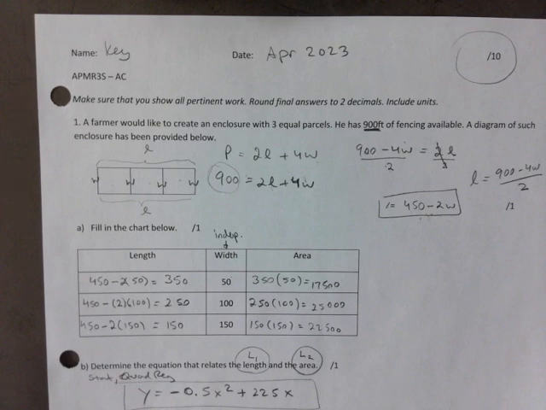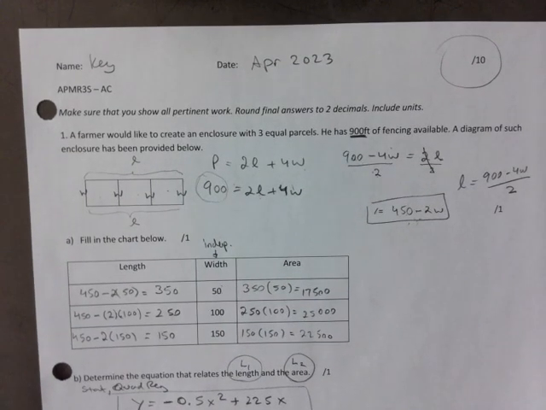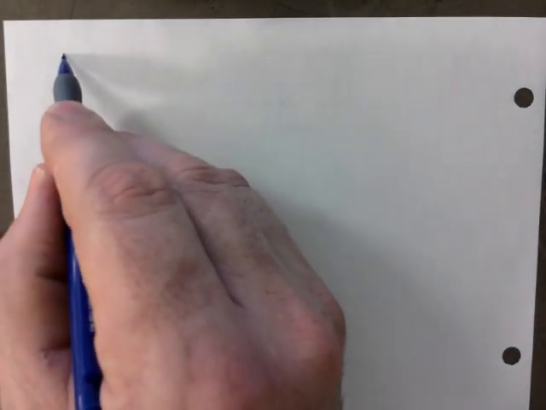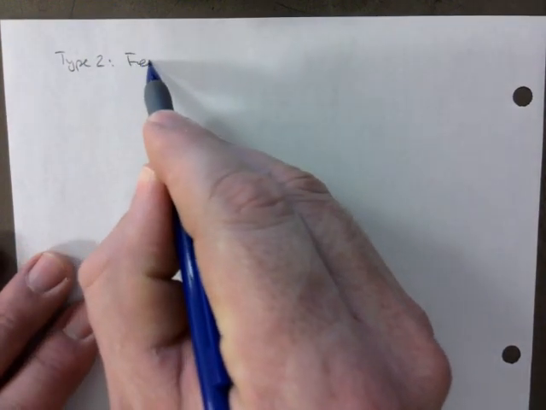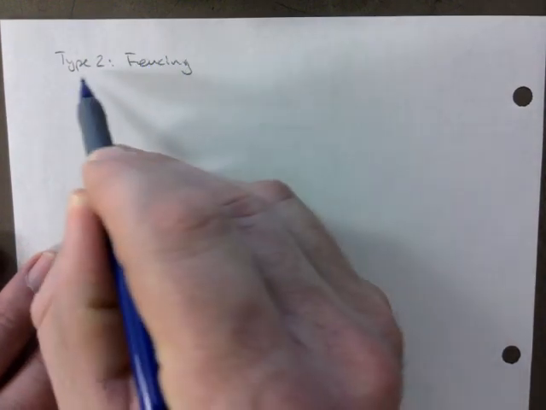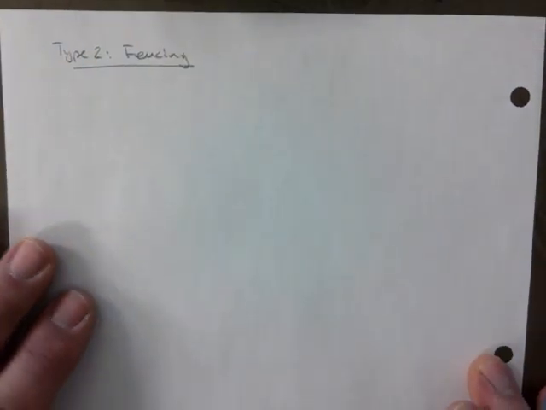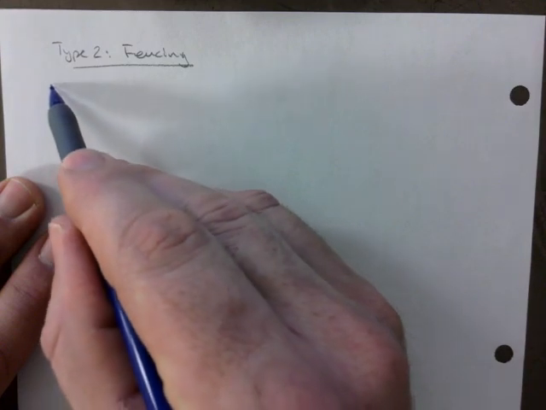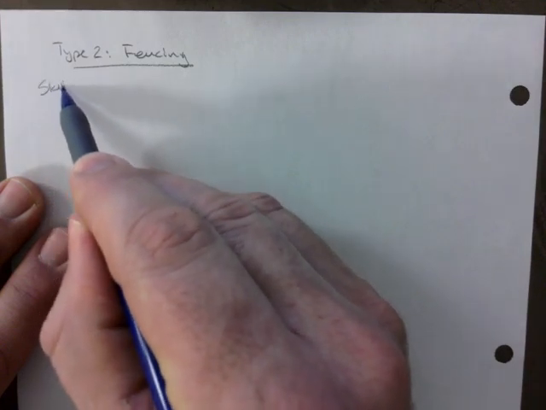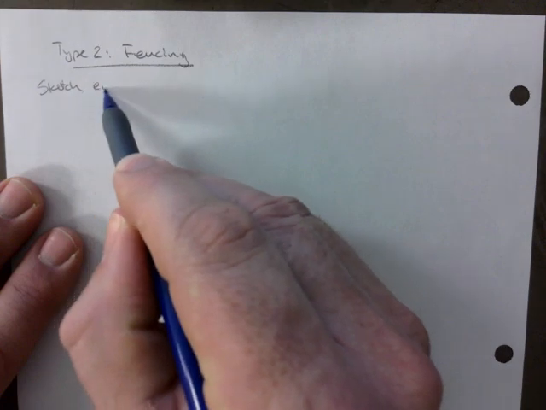And I'll take these in, give them back to you. You know what? You were asking me for study sheet entries. Everybody has their own way of doing this. So maybe on the back of this, I would just do type 2 fencing. I would have something like that. I'm going to give this back to you. But I would just say sketch, enclosure.